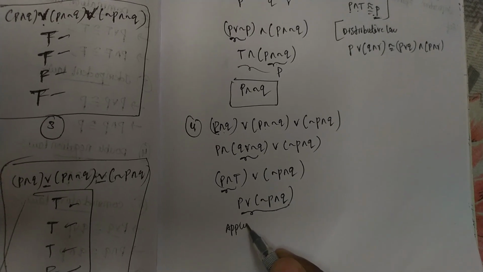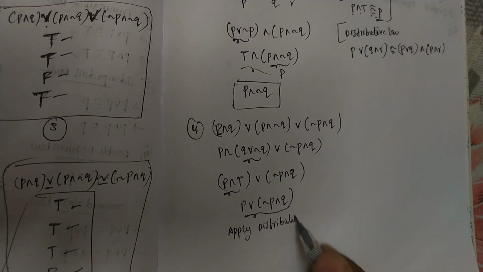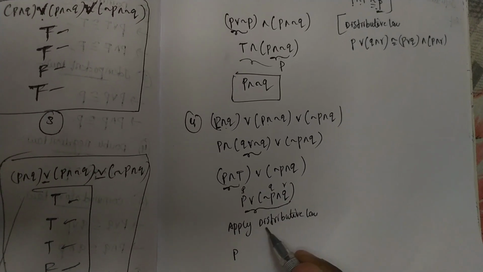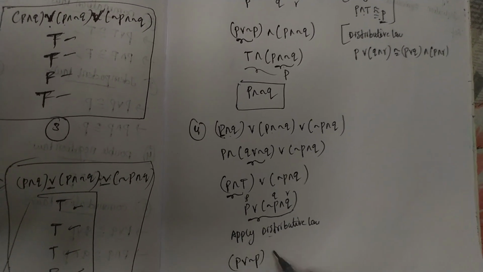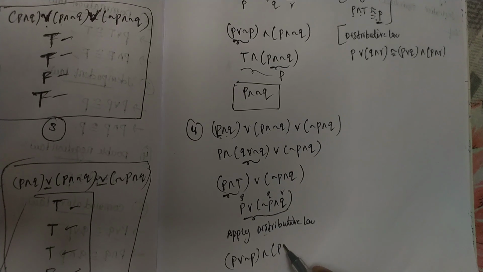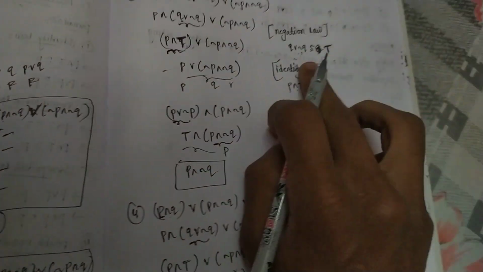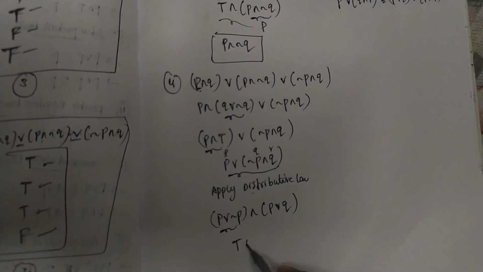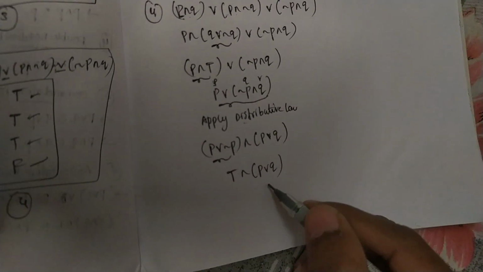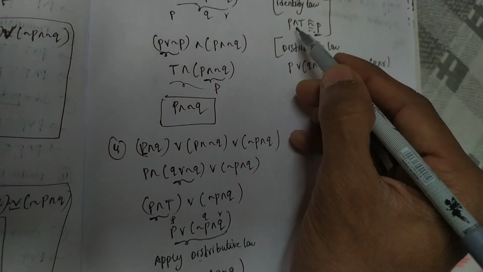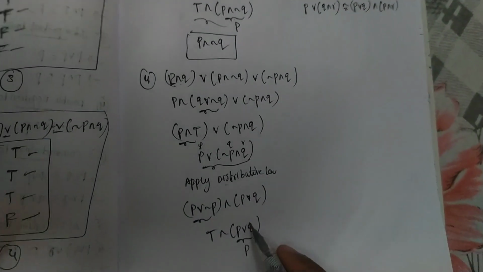Applying the distributive law, assume this as P, Q, R. By using the distributive law we get P or negation P and P or Q. Here P or negation P is the same as the negation law, so take it as T and P or Q. Here it is in the form of P and T, so it is called the identity law. P and T is equivalent to P only. So the answer we get is P or Q. It is the answer for the fourth one.